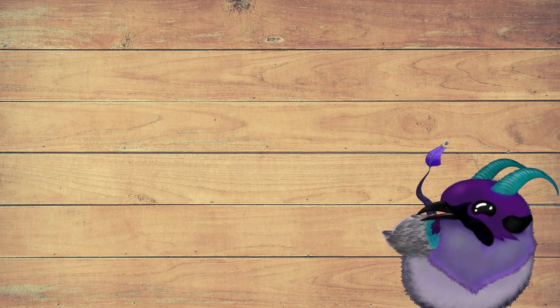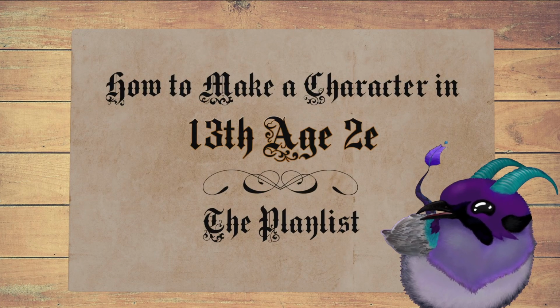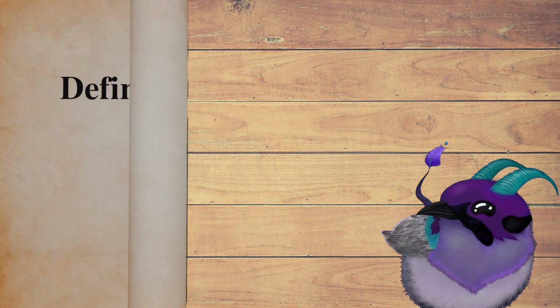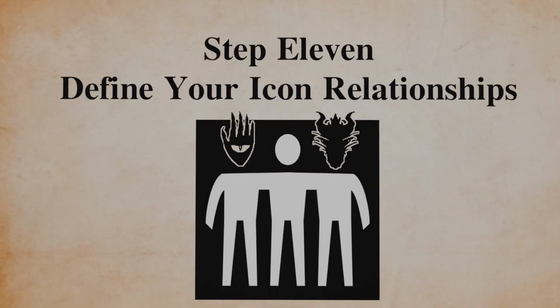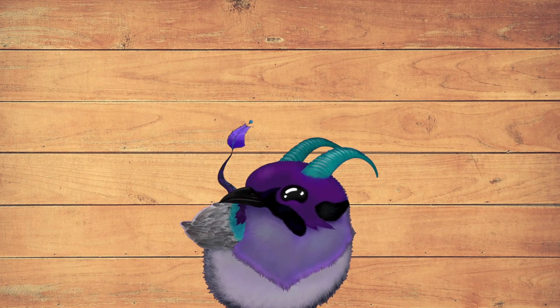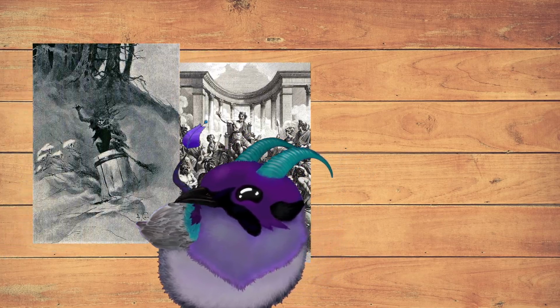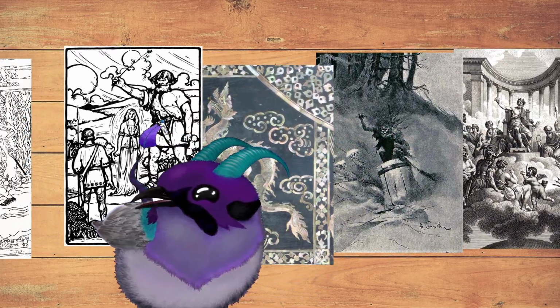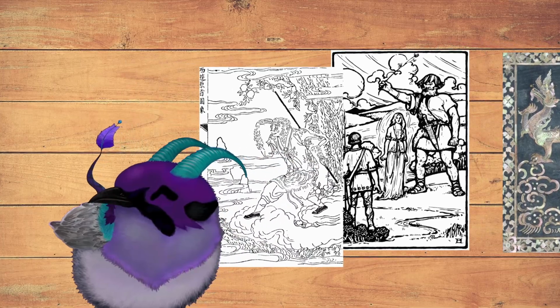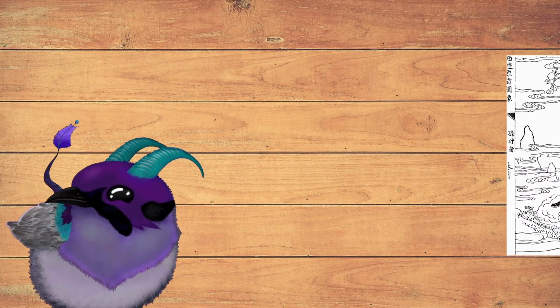Hello everybody, I'm Ren, and this penultimate video in my How to Make a Character in 13th Age 2e playlist is all about icons. So let's jump into Step 11. Define your icon relationships. The thing about epic heroes is that more often than not, they have a connection to gods, or beings that hold so much influence in their society and culture that they might as well be gods.